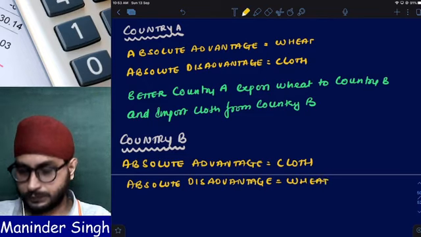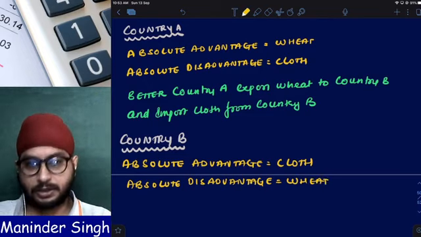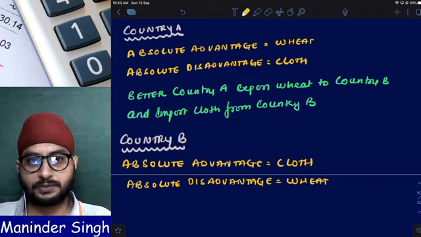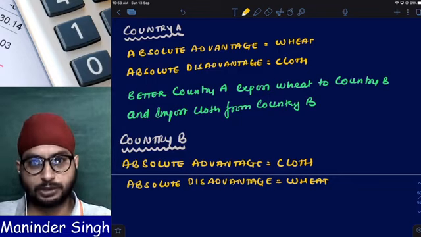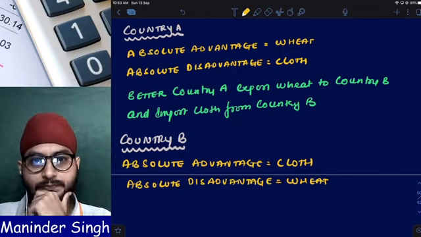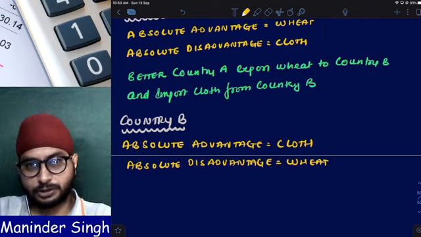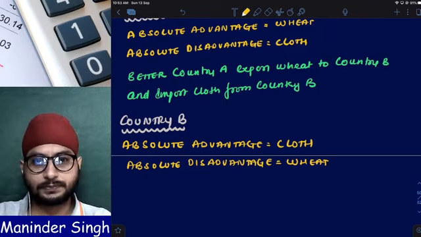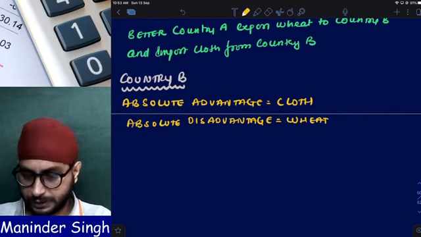Now tell me, which product should country B export to country A? Is it cloth or wheat? Cloth. And what should it import from country A? Wheat. So I'll write something like this.